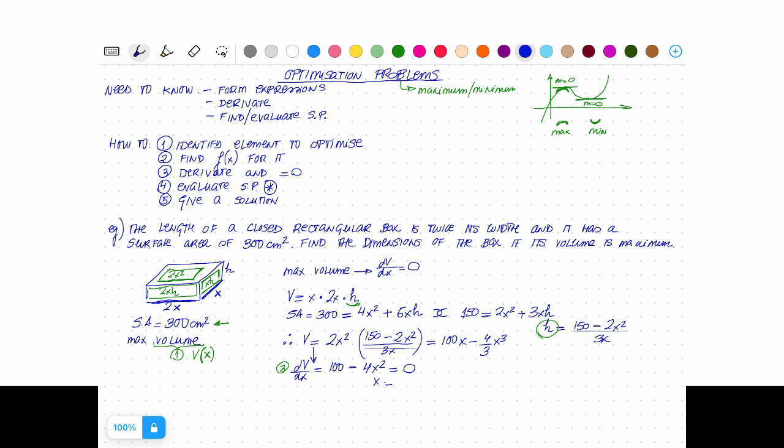And now I can solve for x. This is going to be 100 over 4, plus or minus the square root of that. And now, this is the part that I was telling you. The context will tell me which one it is. Because if this gives me plus or minus 5, well, I know it has to be this one. It has to be a positive, because it's a length.